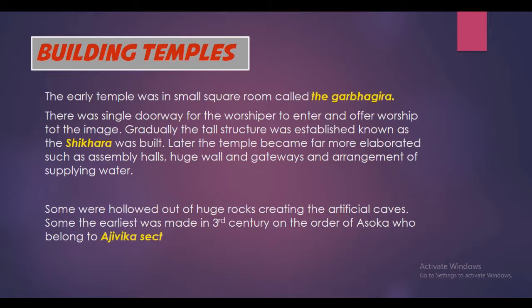But gradually there were changes. They used to build a tall structure, which was also known as the Shikhara. And again there were evolutions and changes. In the very later period, temples became more elaborate. They used to have assembly halls, huge walls were erected, as well as gateways, and they also had arrangements for supplying water. So these are the changes which were added in the later period.